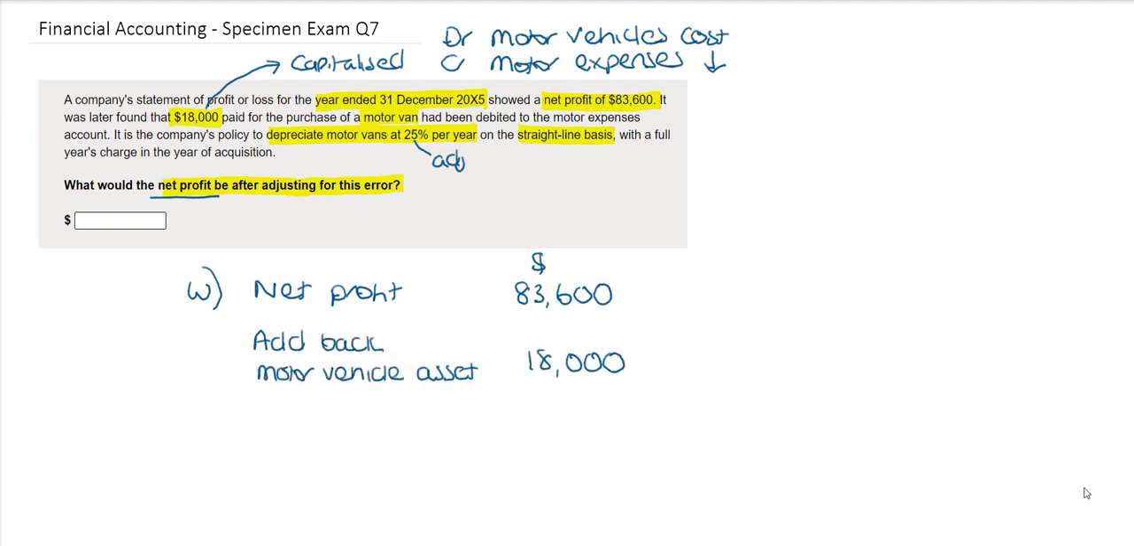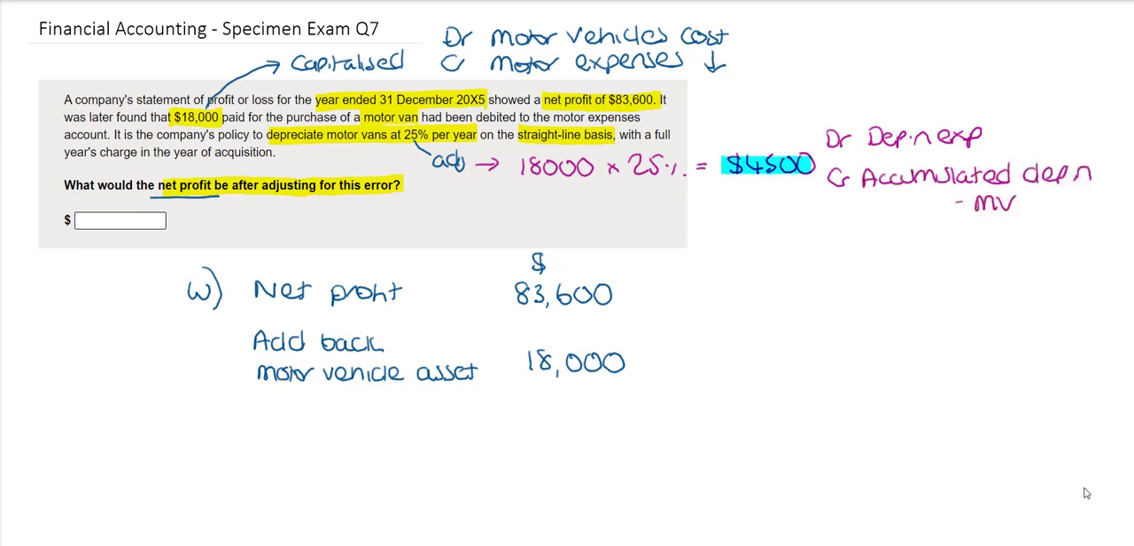The other thing that I need to be careful of is that now we have this $18,000 sitting in our asset account, this should be subject to depreciation. So I'm going to take the $18,000 and I'm going to multiply it by 25% to show me my depreciation charge for the year. And this comes to $4,500. The adjustment for this is then going to debit my depreciation expense account and credit my accumulated depreciation, which will be in the statement of financial position. This $4,500 is now being treated as an expense, and so therefore it will impact on my adjustment to profit. So I should include it in my working.